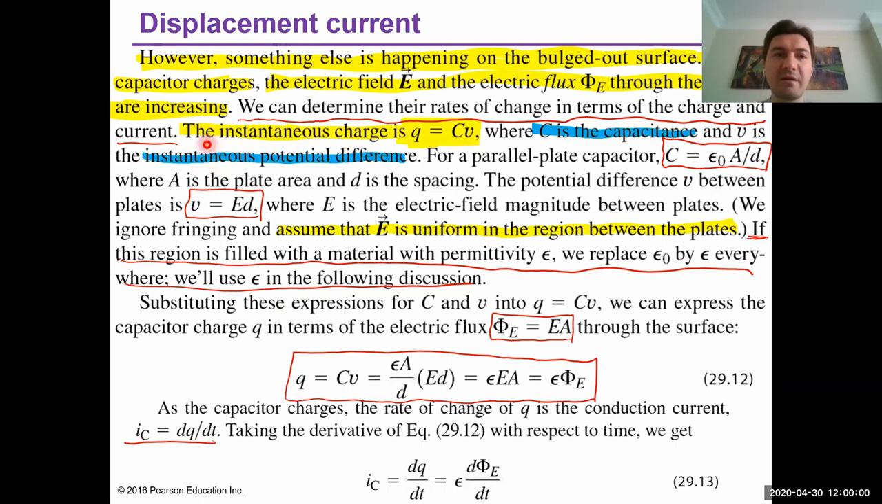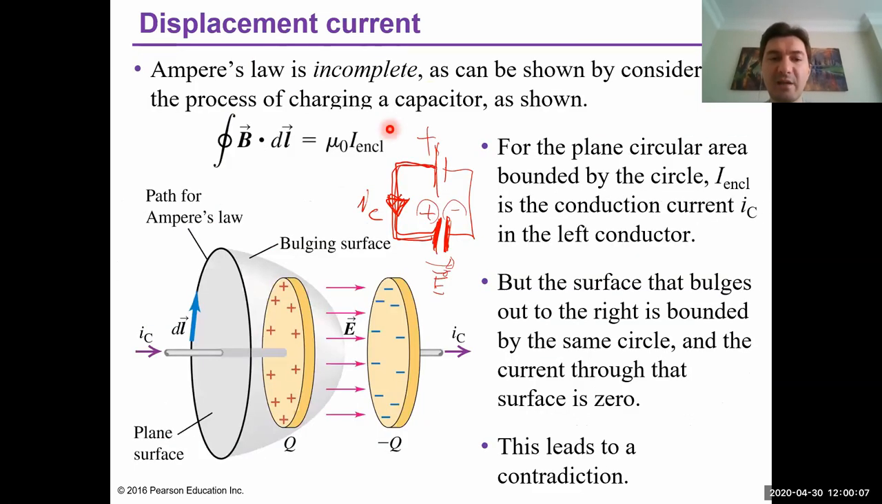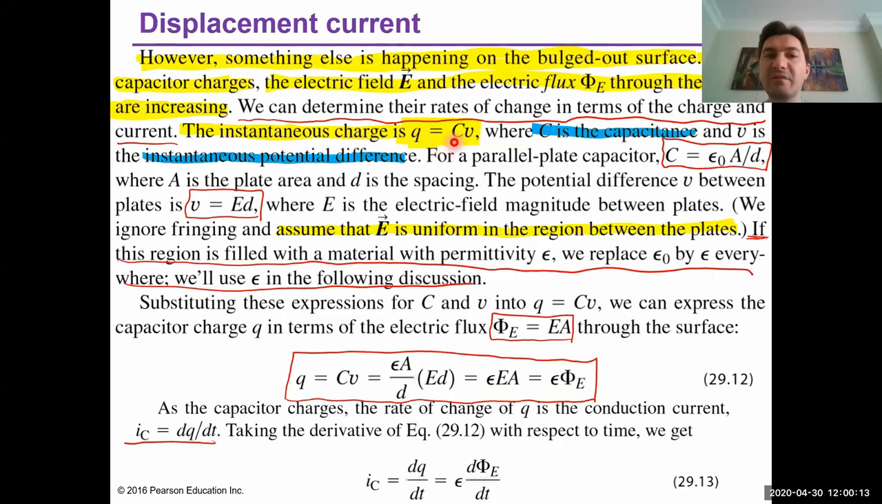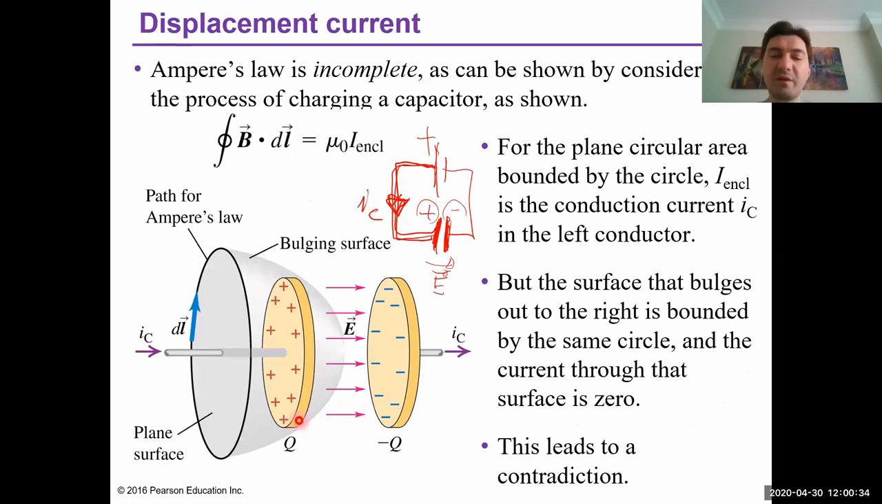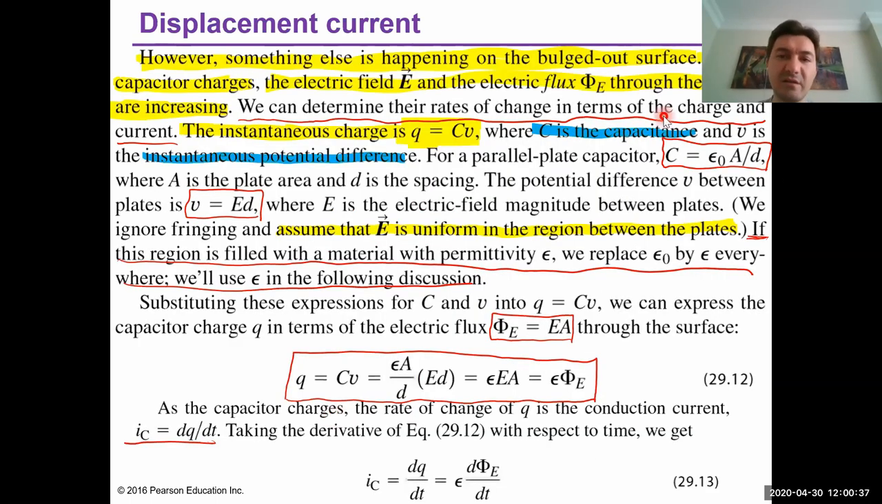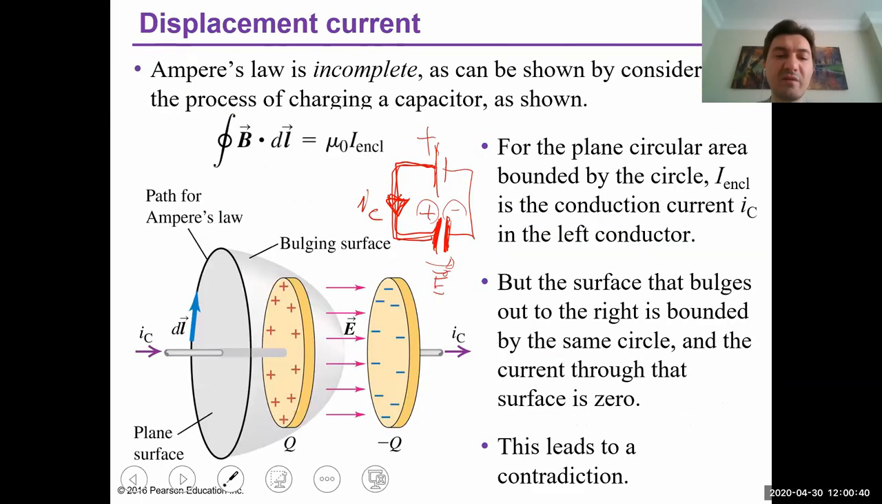So the instantaneous charge Q on that plate, or also on that side, is given by C times the potential difference between the plates. C is the capacitance of the capacitor, okay? And for a parallel plate capacitor, capacitance is given by epsilon zero times area of the plate over distance between the plates, okay? This one you remember, I will not go into detail. And the potential difference between the plates is given by E times d, the distance between the plates.